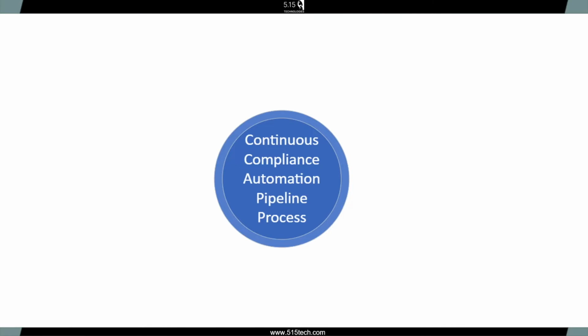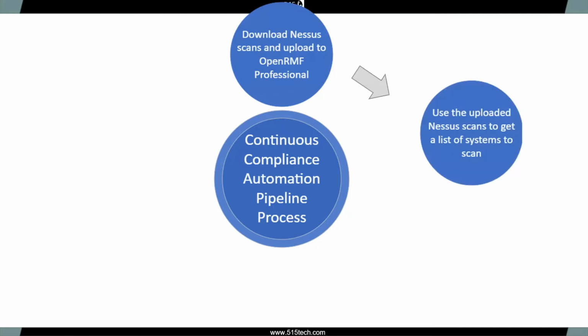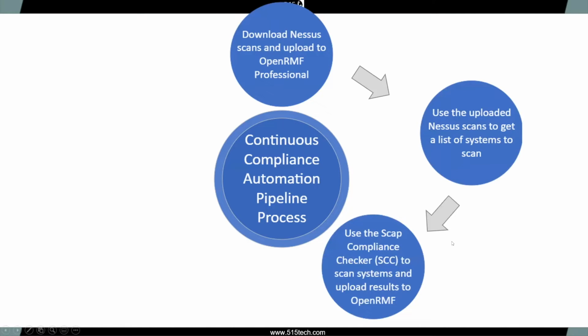So I want to walk through what we're going to demonstrate for you. So continuous compliance automation pipelines, this process is relatively straightforward and very much abbreviated because we needed it to all fit on one slide. So first, we're going to download some Nessus scans and then upload them to our OpenRMF Professional. And we're doing this to get a list of hosts. So we're going to use the upload and Nessus scan to get a list of systems to scan. Then we're going to trigger a pipeline to run a SCAP compliance checker. So that's a DISA STIG scan to scan the systems and upload those results to OpenRMF Pro.